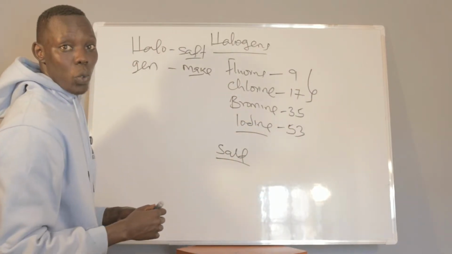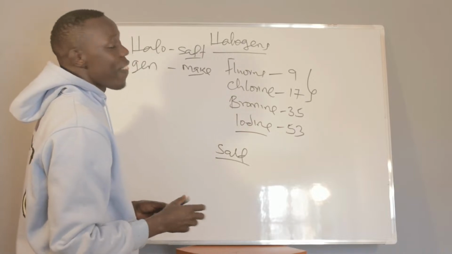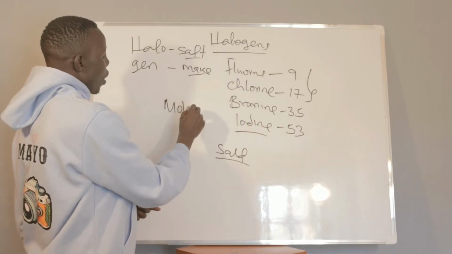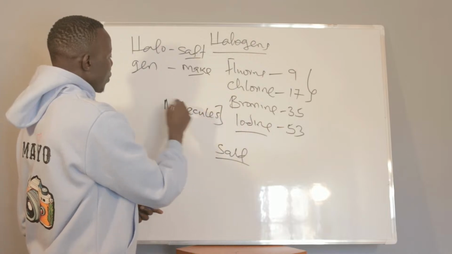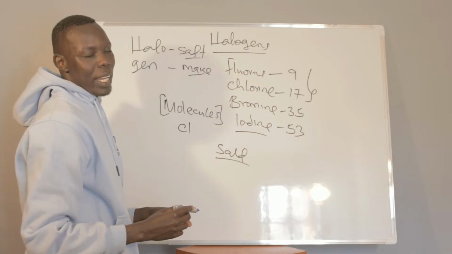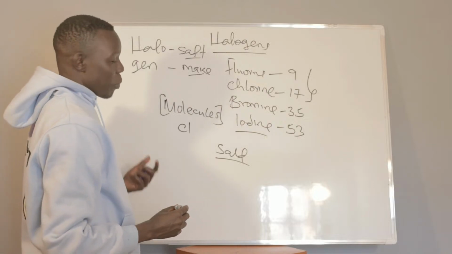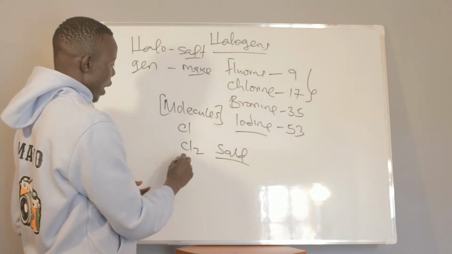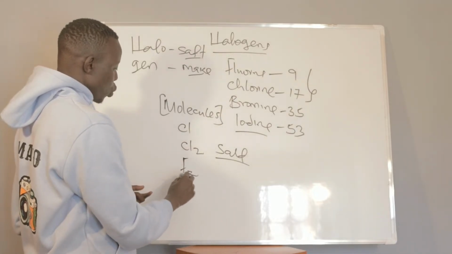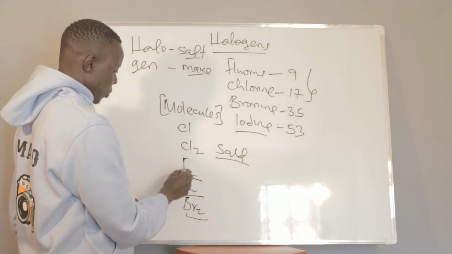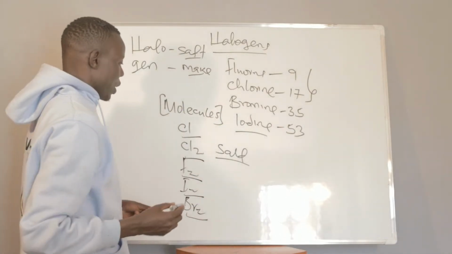The other thing that you need to know about these halogens is that they exist as molecules. Why? Because you cannot write chlorine as Cl. No, it exists in more than one atom. So we have Cl2, F2, I2, Br2. They exist as molecules. That's what you need to know.